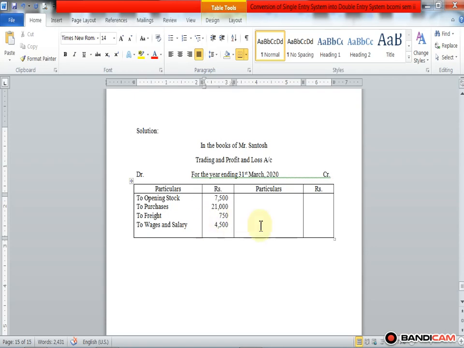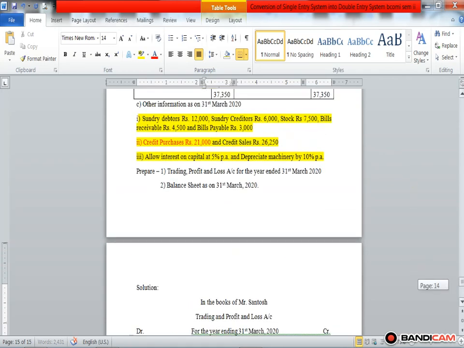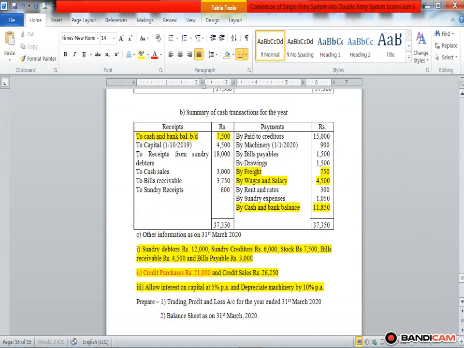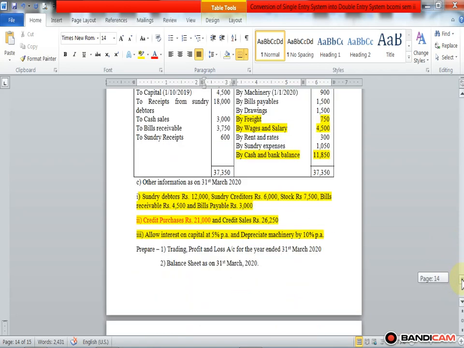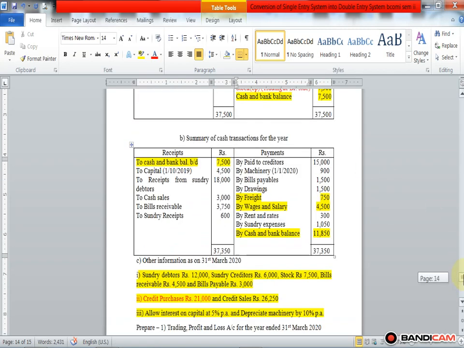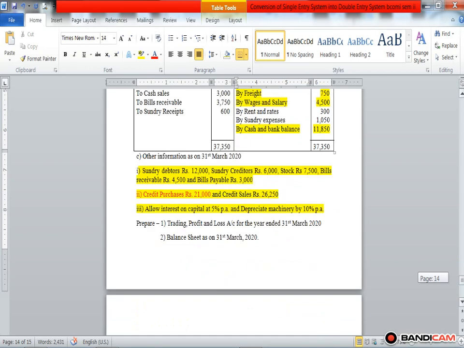Okay, now see if there is another direct expense related to trading account. There is no other single expense related to trading account. Rent and rates are indirect expenses, and indirect expenses are transferred to the debit side of profit and loss account.